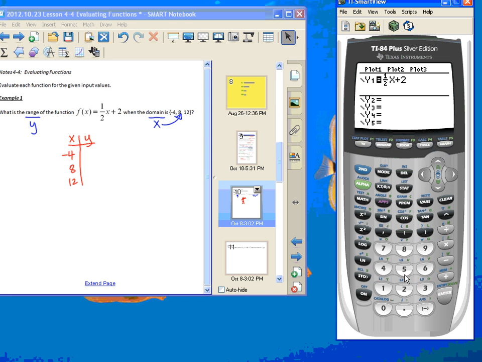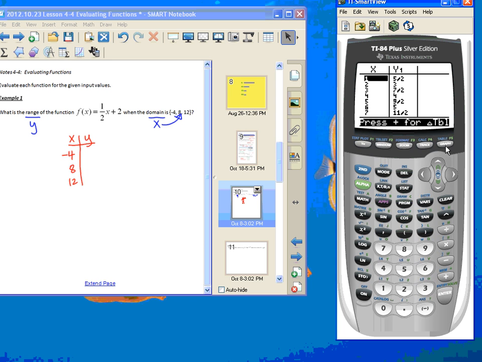So we typed our function in. Now, remember, what is this little doohickey called right there? It's a table. So we want to look for a table in our calculator. Look above the graph button. What does it say? Table. So we want to go to the table. It's the second function of the graph key. So you need to push second, graph, and now you are looking at a table.